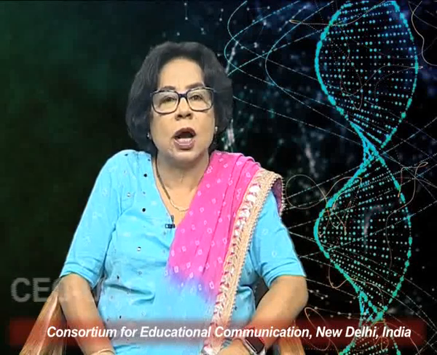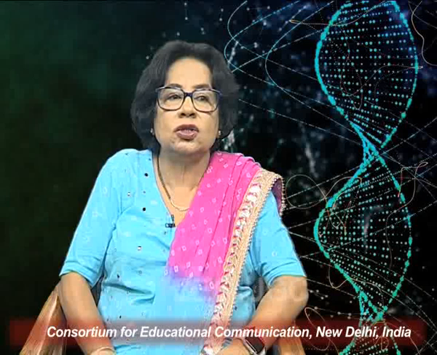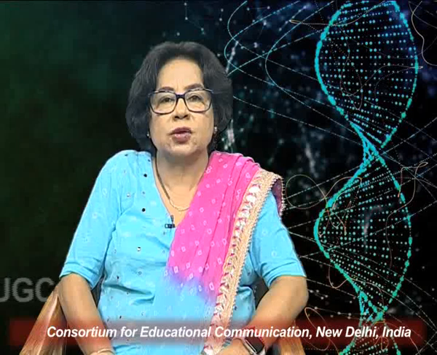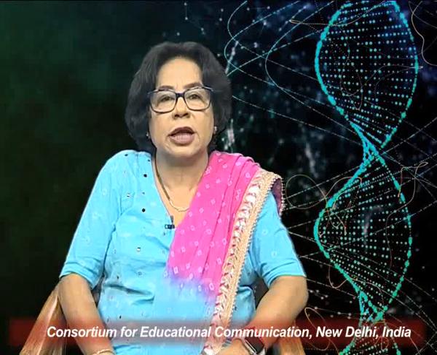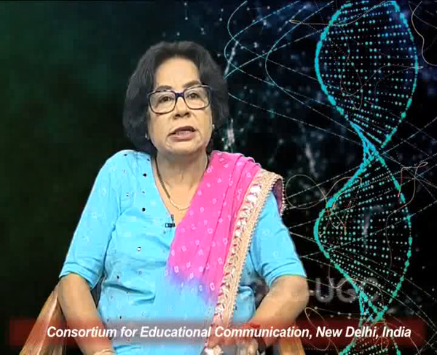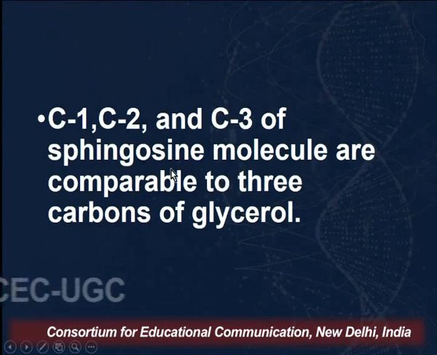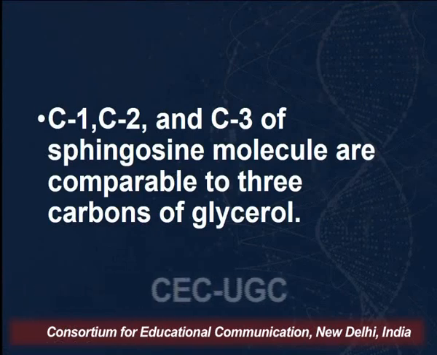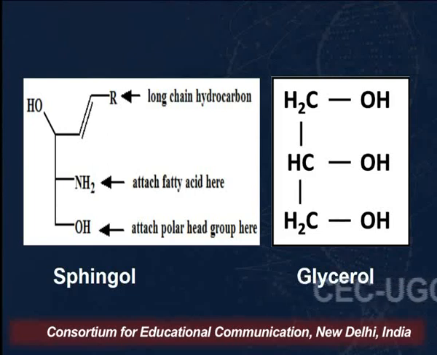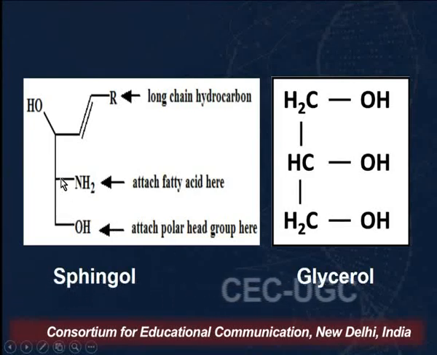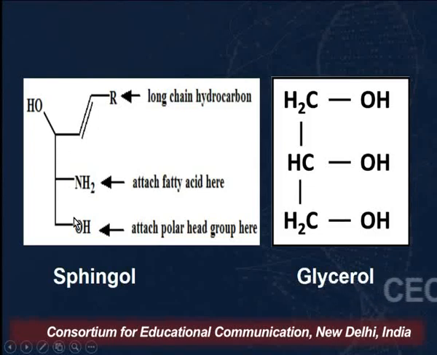So this is what you are seeing on your screens, that in sphingosine, the first carbon is attached to OH, the second carbon is attached to NH2, and the third carbon is attached to OH. So what we mean here is the C1, C2 and C3 of the sphingosine molecule are comparable to the 3 carbons of glycerol. As you can now see on your screens, these are the 3 carbons of glycerol, and 1, 2, 3, these are the 3 carbons of sphingol or sphingosine. It means the same thing.